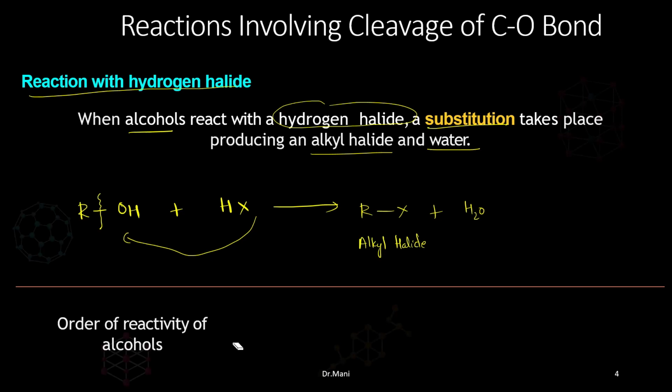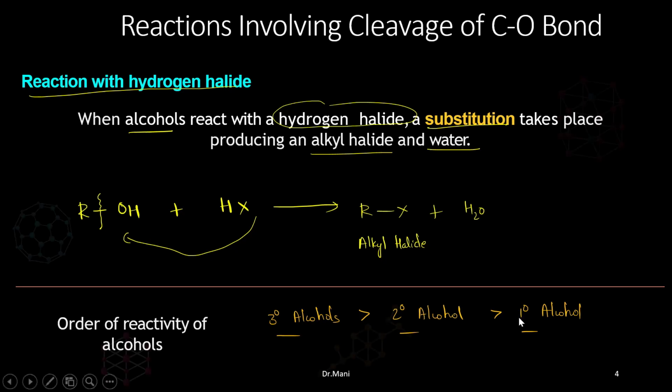Okay, and if you see the order of the reaction, the tertiary alcohols will show more reactivity than the secondary alcohols, than the primary alcohols. The order of the reaction is very, very important. So if it is a tertiary alcohol, it will be more reactive compared to the secondary alcohol, compared to the primary alcohol. Remember this, I'll ask you some questions. Okay, so the order of reactivity for the alcohol is tertiary greater than secondary greater than primary.